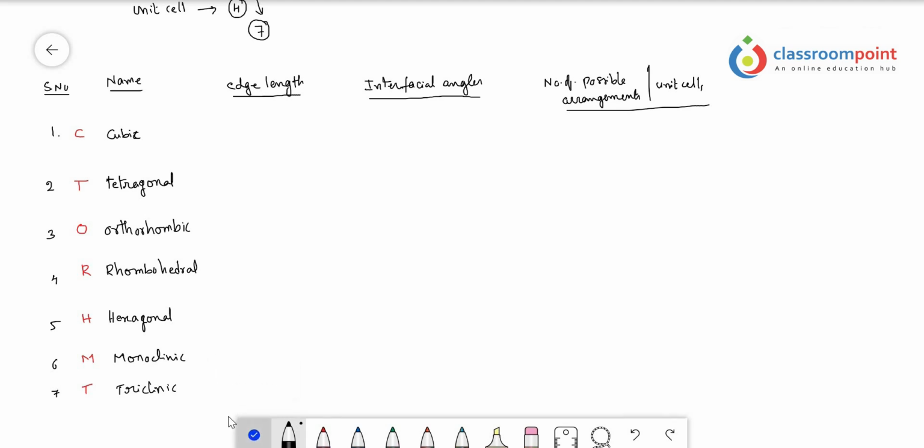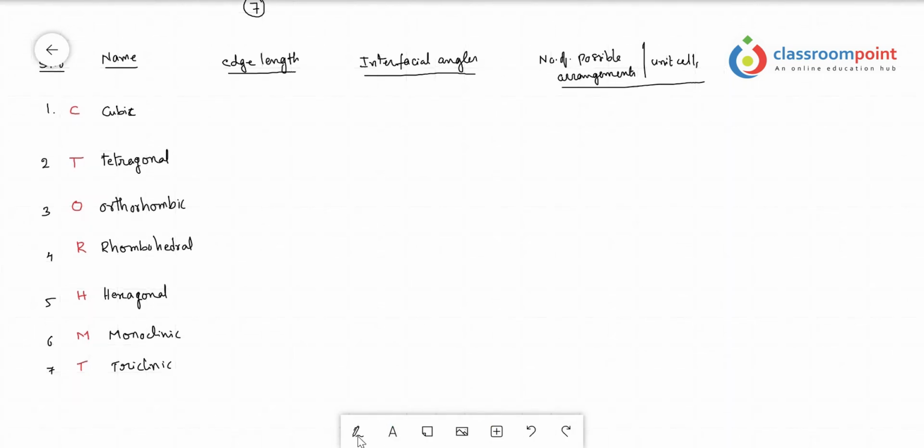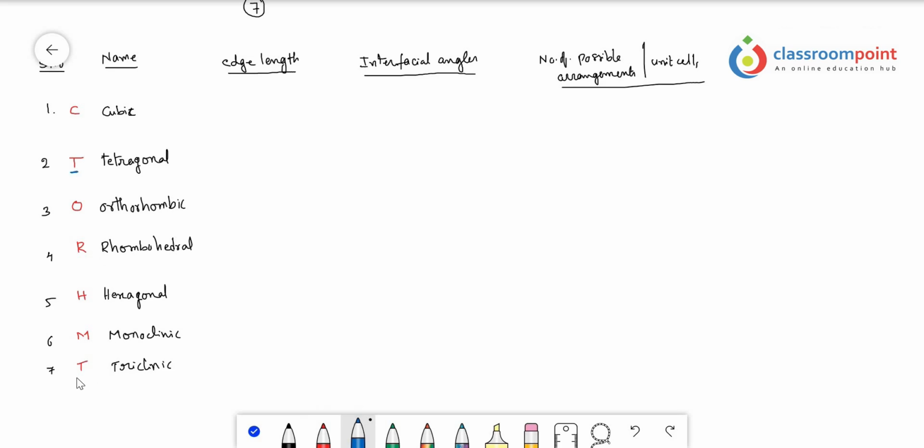We must remember these basic crystal systems because there must be one question based around these crystal systems, and there is a confusion among the students about these two T's. See here, clinics are there, no? So both the clinics come side by side, so that there is no confusion. This is tetragonal, this is triclinic.